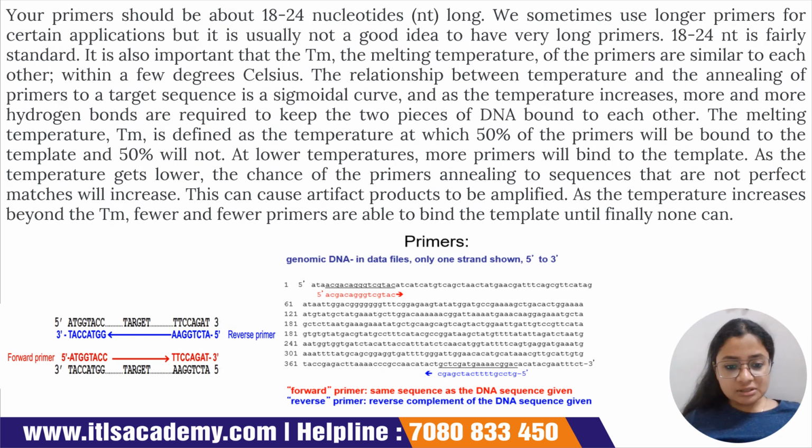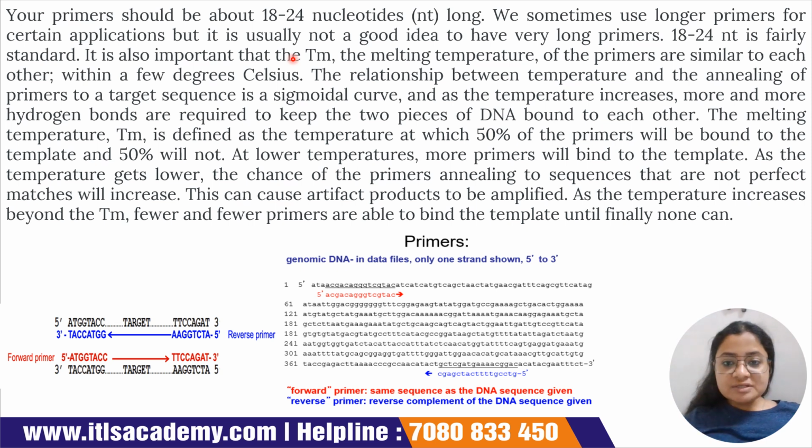I will show you the image. In this image only you will be able to understand. Okay. So the minimum length of your primers is 18 to 24 nucleotides long. Okay, so that is the average length of the primer. We can sometimes use longer primers or shorter primers, but the standard length is 18 to 24 nucleotides.